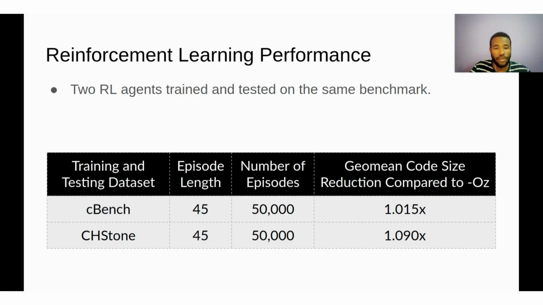As you can see from the result, we were able to achieve 1.5% improvement on the cBench dataset and 9% improvement on the CHStone dataset over the Oz flag.